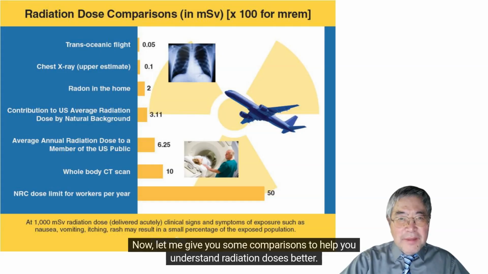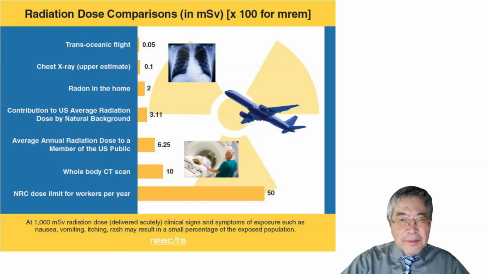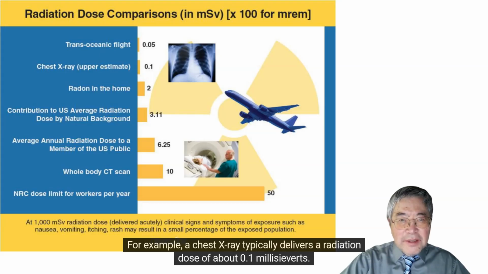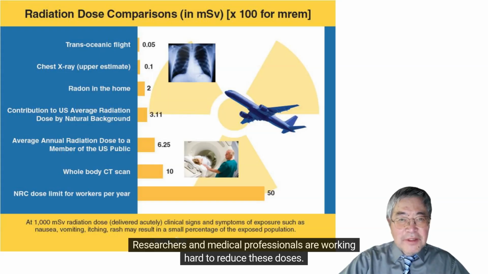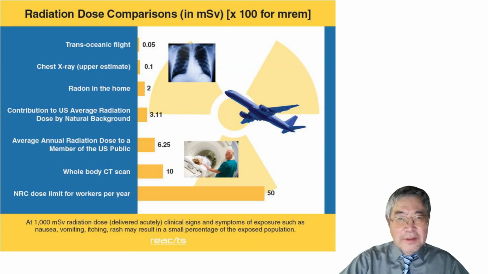Now let me give you some comparisons to help you understand radiation doses better. For example, a chest X-ray typically delivers a radiation dose of about 0.1 millisieverts. A whole-body CT scan, on the other hand, can deliver around 10 millisieverts. Researchers and medical professionals are working hard to reduce these doses.